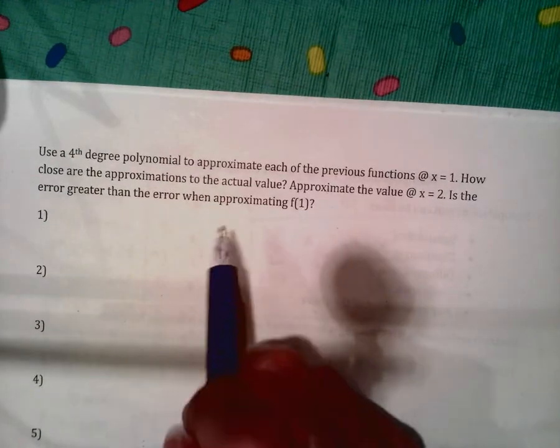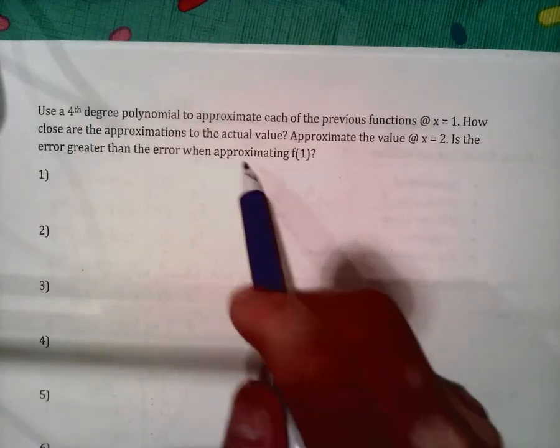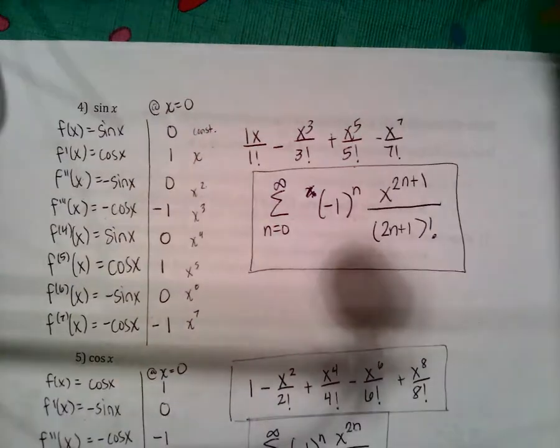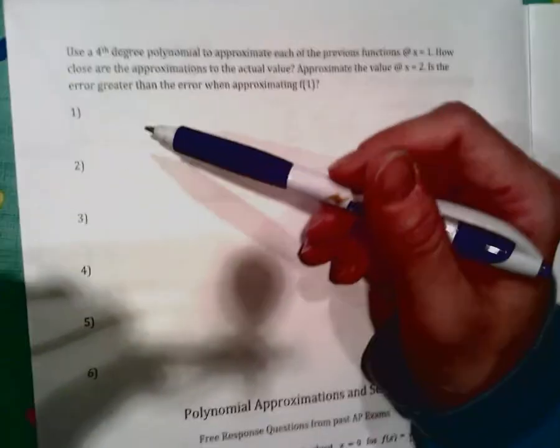Now let's go to page 14. So it says use a 4th degree polynomial to approximate each of the previous functions. So you do this page first. Sorry, this page over here. You get your 6 functions. Notice there's 6 on this page. And you're going to use the 4th degree polynomial.